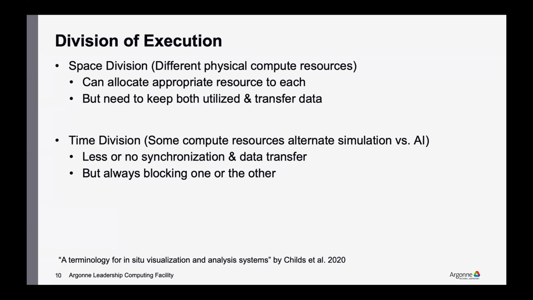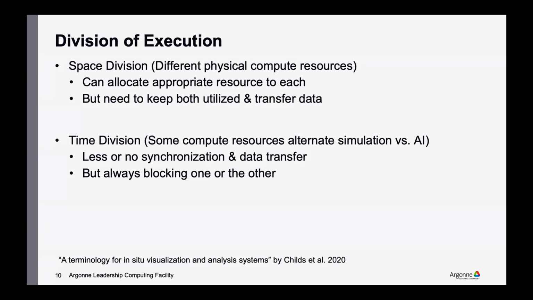And then there's also how you're dividing the execution. You could think about dividing over space, so you have different resources. Then you need to think about how much you're allocating to each part of the problem, so how much of the compute resource is for machine learning and how much is for simulation. This is a problem in and of itself: deciding how to balance that, keep them both utilized, and transfer the data back and forth as necessary.